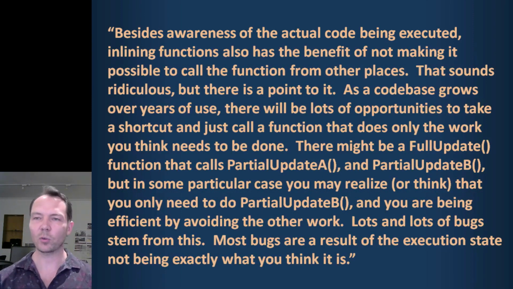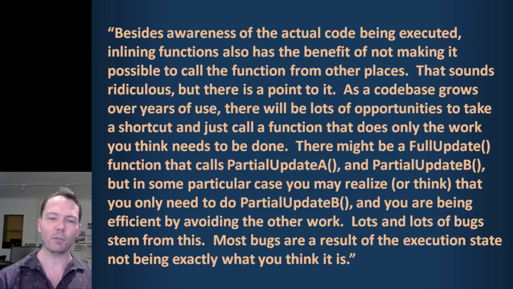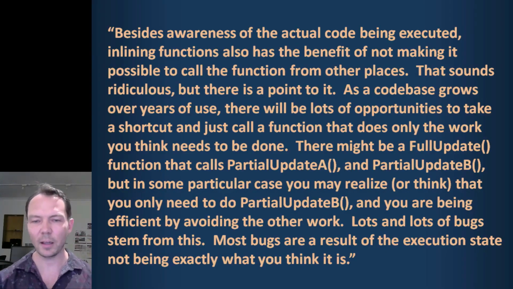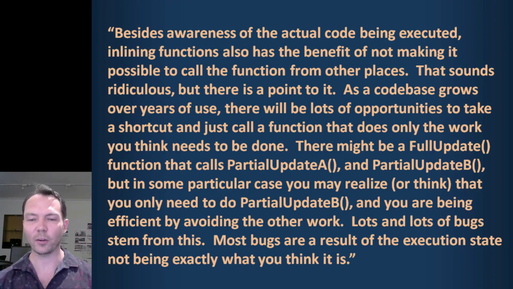Besides awareness of the actual code being executed, inlining functions also has the benefit of not making it possible to call the function from other places. That sounds ridiculous, but there is a point to it. As a code base grows over years of use, there will be lots of opportunities to take a shortcut and just call a function that only does the work you think needs to be done. There might be a full update function that calls partial update A and partial update B, but in some particular case you may realize, or think, that you only need to do partial update B, and you're being efficient by avoiding the other work. Lots and lots of bugs stem from this.